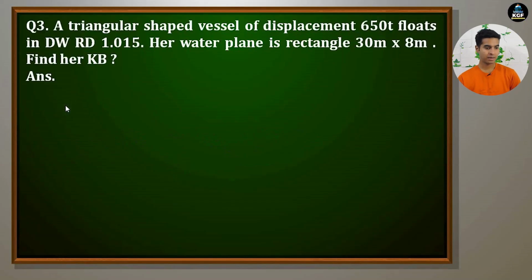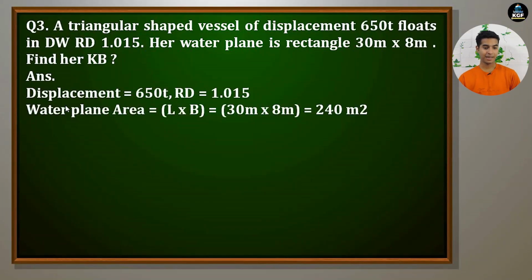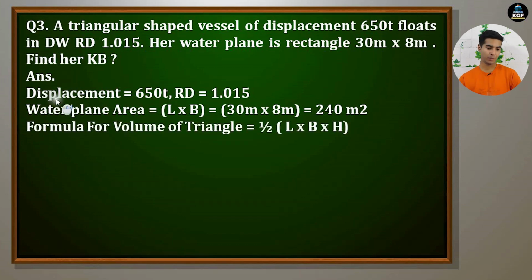Question 3 says that a triangular shaped vessel of a displacement 650 tons floats in dock water of relative density 1.015. Her water plane is a rectangle 30 meter into 8 meter. Find her KB. So guys, displacement will be 650 ton, it is given. Relative density is given. Water plane area will be 30 into 8, which equals 240 meter square. This is area, that is why it is square. If it is volume, it will be in the cube.